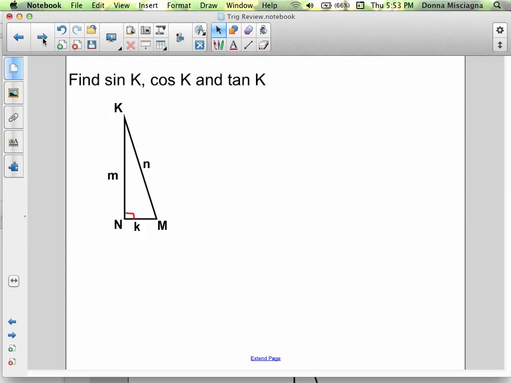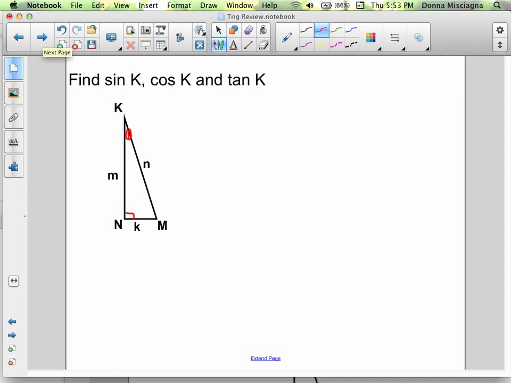In this problem, we're going to write the sine, cosine, and tangent ratios without values. So we just have our sides labeled relative to the angle. Remember that the sides are named with lowercase letters and they're named using the same letter as the angle opposite. So side M is opposite angle M, side N is opposite angle N, and side K is opposite angle K. And our angle of reference is angle K.